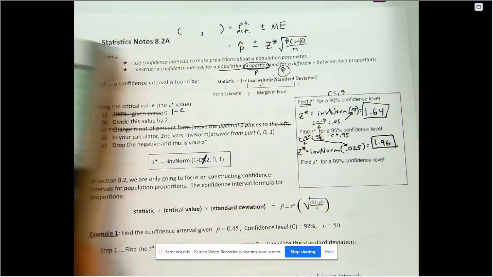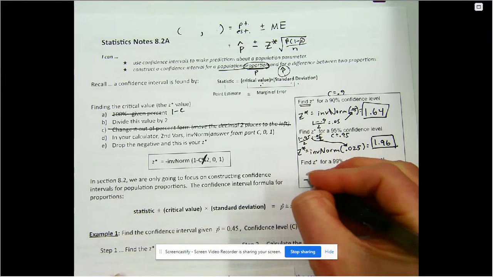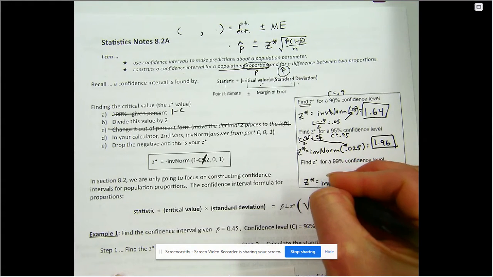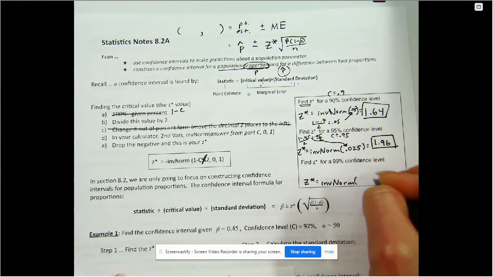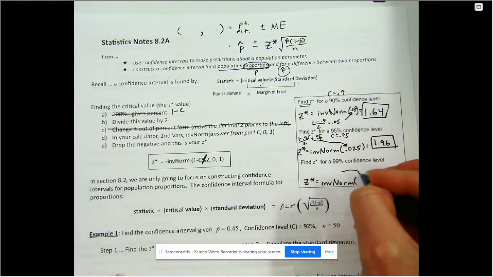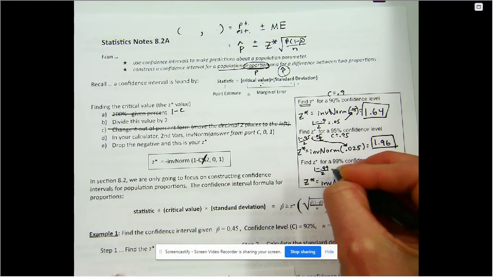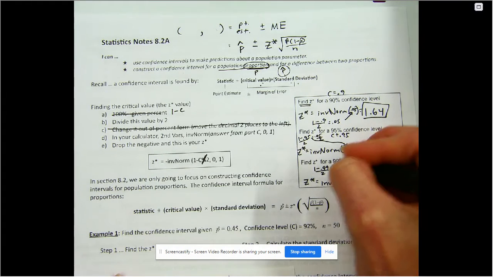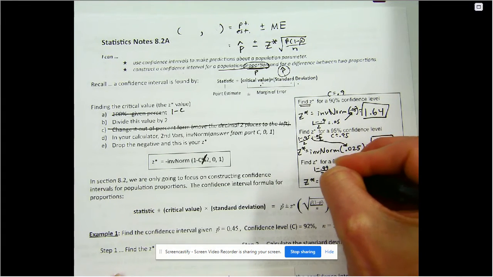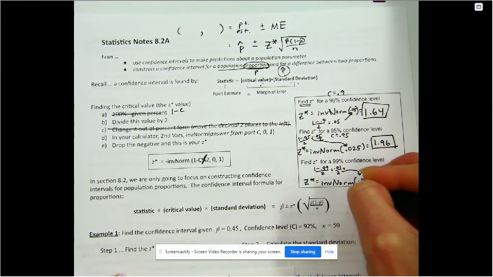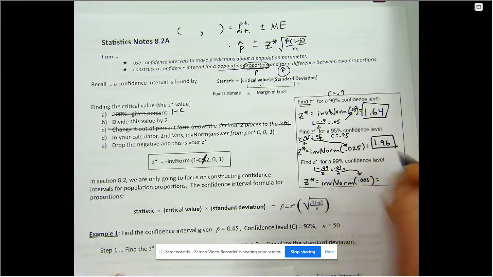Let's do it again for 99% confidence. So I know that Z star equals inverse norm, and I'm going to find that area to the left. To find that area to the left, I go 1 minus C, which is 0.99, and I divide that by 2. 1 minus 0.99 is 0.01. When I divide that by 2, I get 0.005.